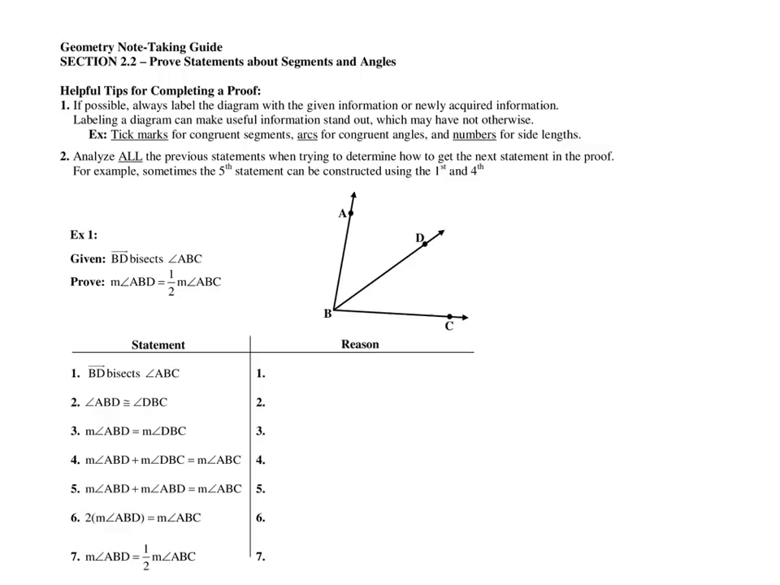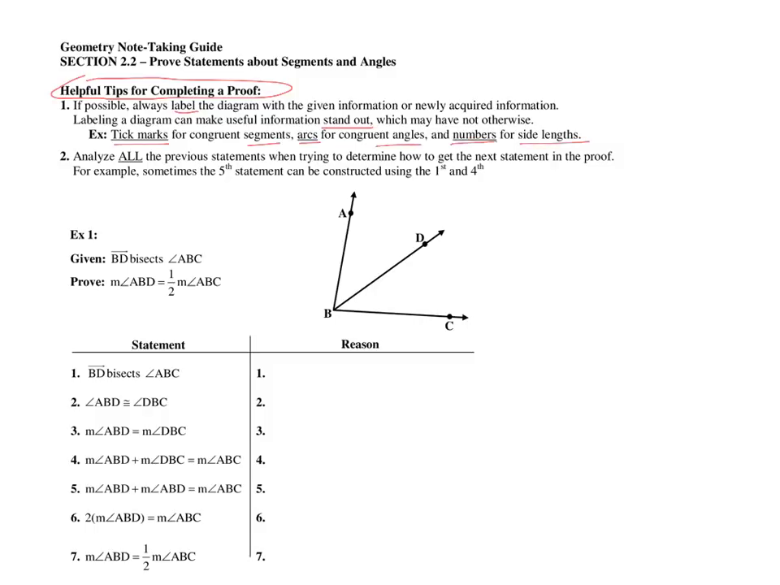All right, starting lesson 2.2, prove statements about segments and angles. Now, here we have some very helpful tips for completing a proof. So if possible, always label the diagram with the given information or newly acquired information. Labeling a diagram can make useful information stand out, which may not have otherwise. So use tick marks for congruent segments, arcs for congruent angles, numbers for side lengths.